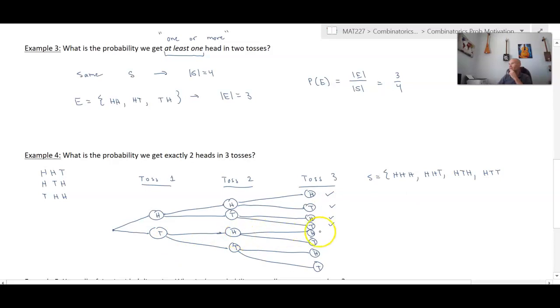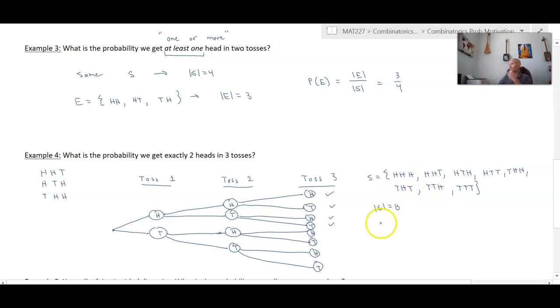Now, tails, heads, heads. Then we have tails, heads, tails. Then we have tails, tails, heads. And finally, tails, tails, tails. So we see that there are 8 possible outcomes in there. And that's also indicated by the number of branches that we have at the end of our tree.